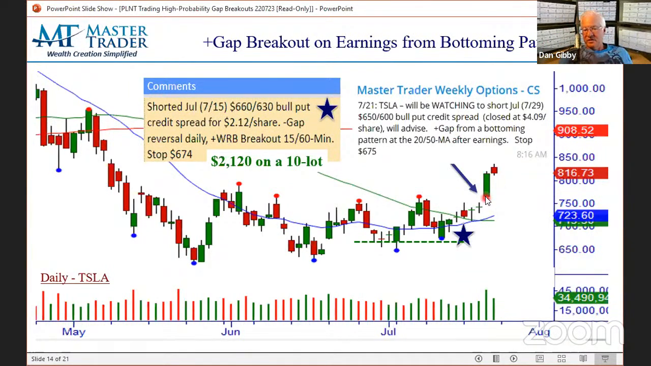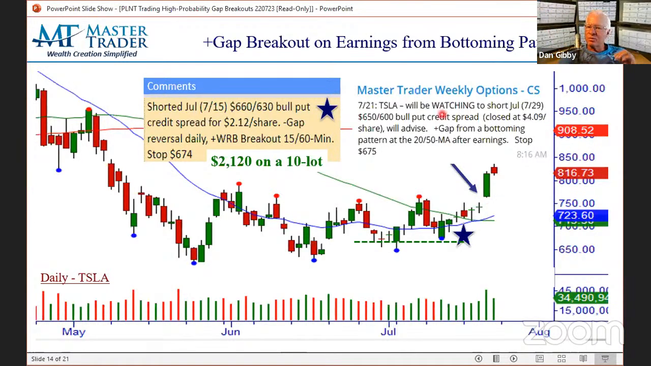Last Thursday is this bar. It gapped up from this big multi-month bottoming pattern, converging 20 and 50. Look at that gap, Greg. It just cleared everything here, and notice the tail is virtually non-existent. So regardless of the size of the gap, it just kept going higher.